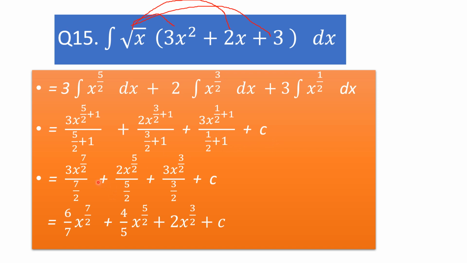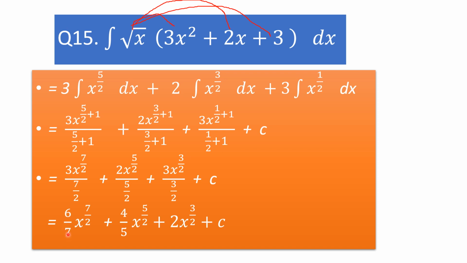Now you kindly solve it further. Answer is 3 x power 7 upon 2 upon 7 upon 2, plus 2 x power 5 upon 2 upon 5 upon 2, plus 3 x power 3 upon 2 upon 3 upon 2, plus c. Very simple. Now you please reciprocate the fraction given in the denominator. The answer to question number 15 comes out to be 6 upon 7.